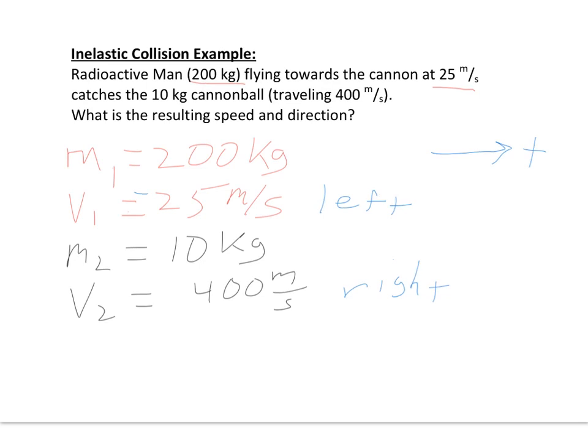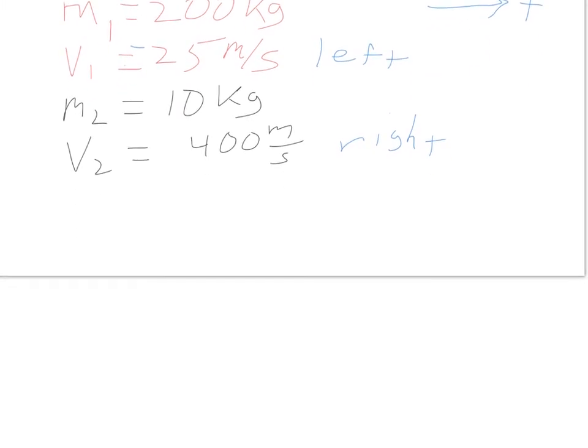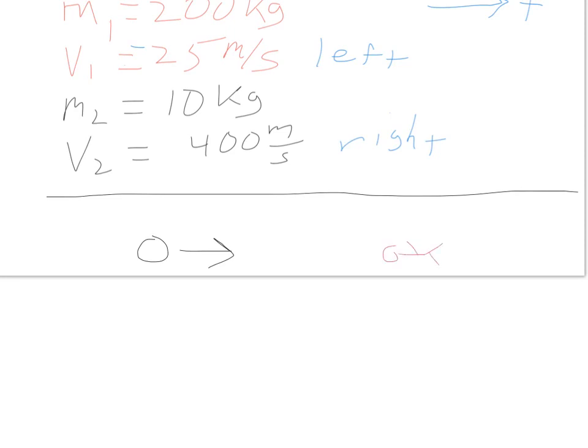Now, like in most cases with physics, a little sketch can really come in handy. So I'm going to make a quick sketch of what's going on here. I've got my cannonball, and that's initially going to the right. Then I've got Radioactive Man, and I'm not much of a drawer, but that's okay, I'm just going to make a little stick figure. So there's Radioactive Man flying along to the left. This will really come in handy later on.